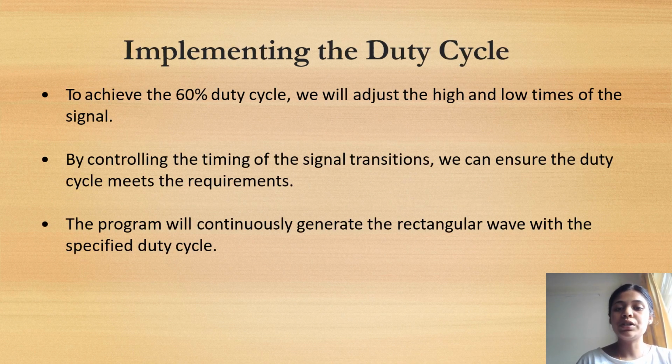Implementing the duty cycle. Here we will discuss how to implement the duty cycle. To achieve the 60% duty cycle, we will adjust the high and low times of the signal. By controlling the timing of the signal transition, we can ensure the duty cycle meets the requirements. The program will continuously generate the rectangular wave with the specified duty cycle.